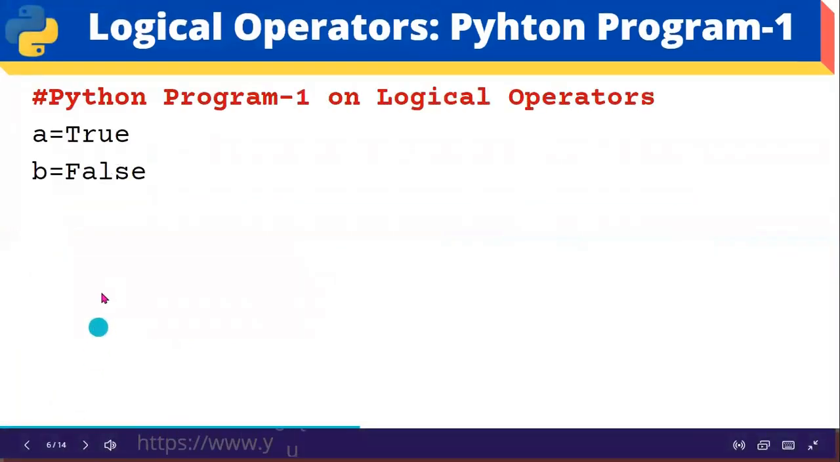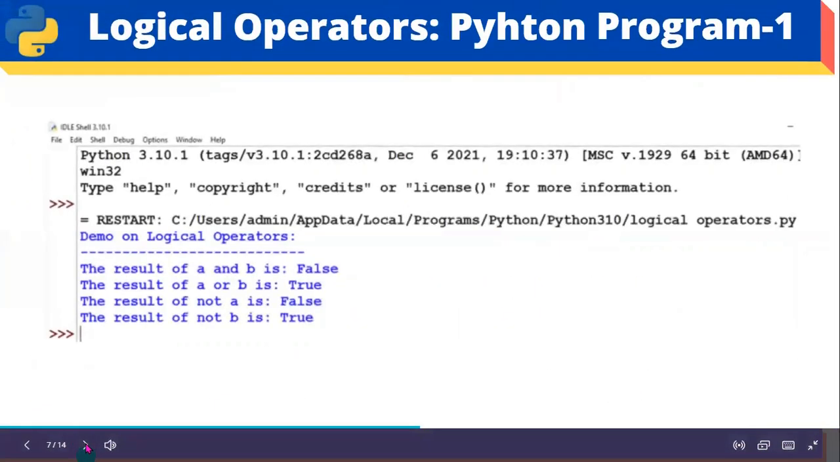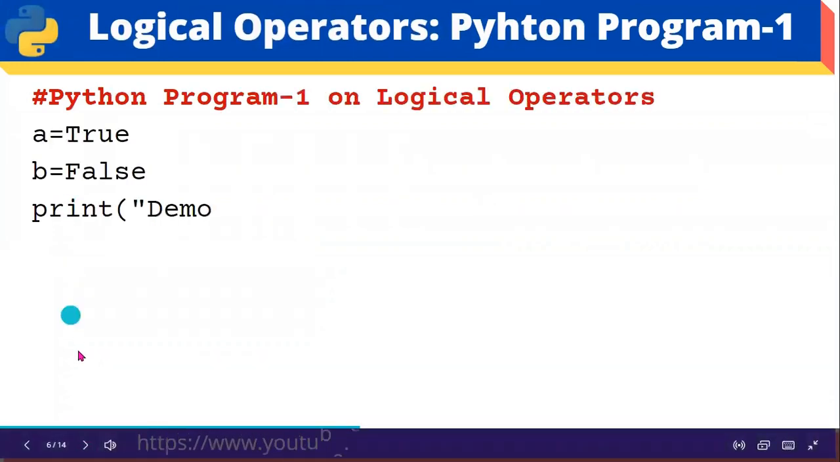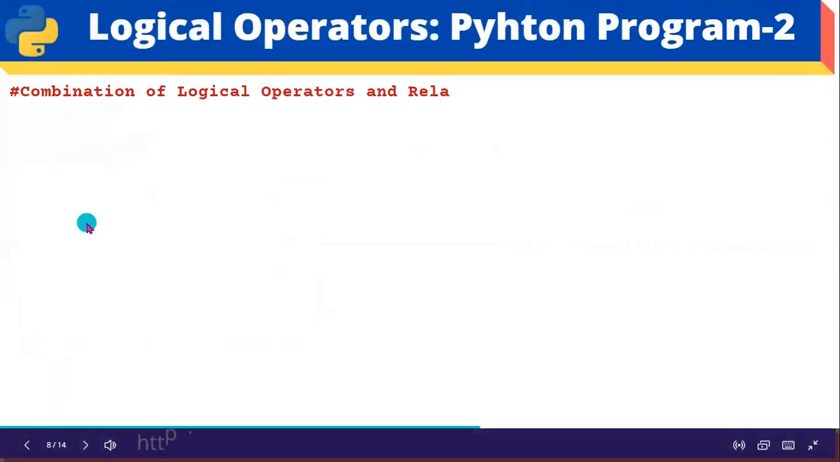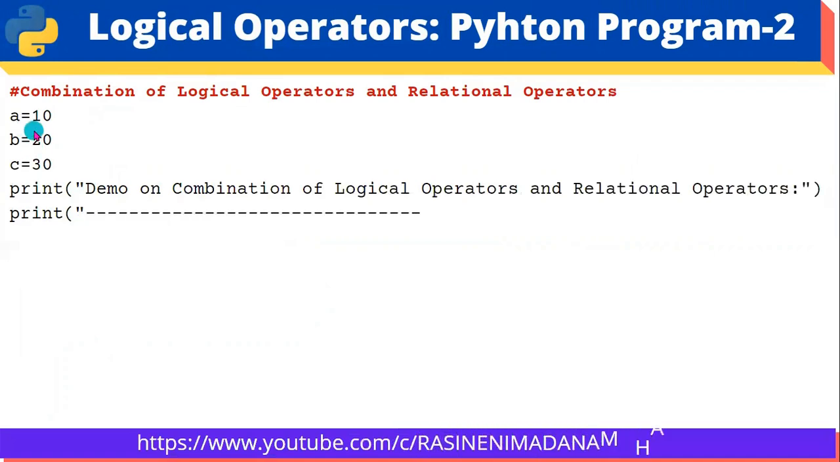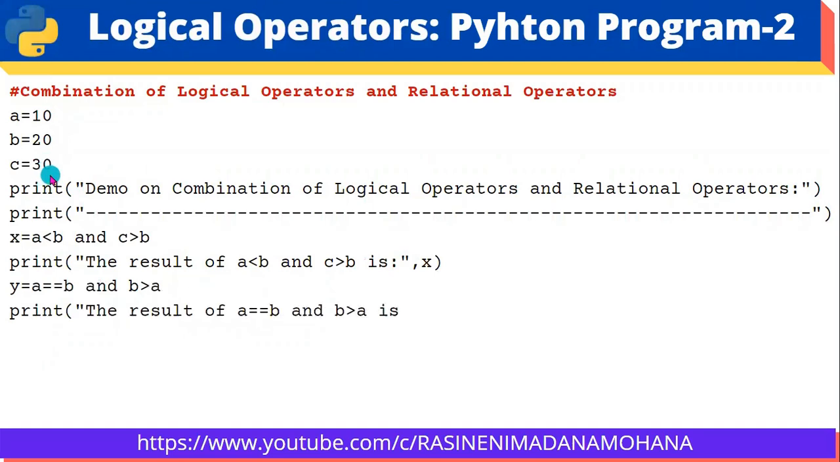Yeah, the first program that we already demonstrated. Then coming to the second program, a combination of both logical operators and relational operators. Here you can see, we have taken some sample values: A as 10, B as 20, then C as 30.